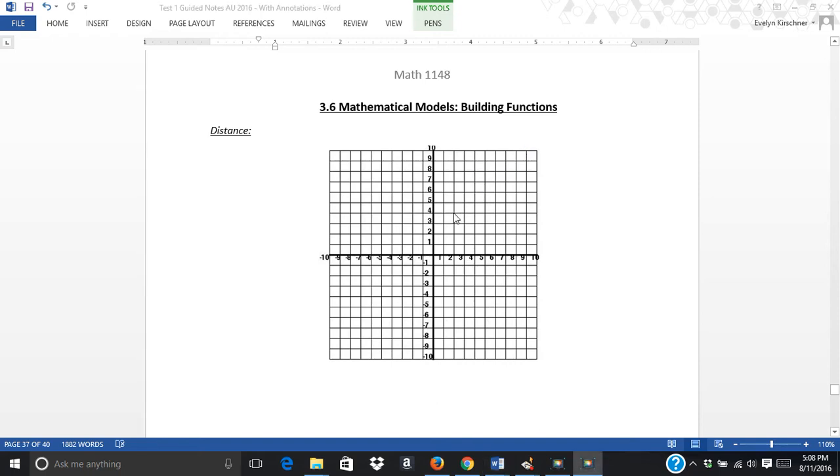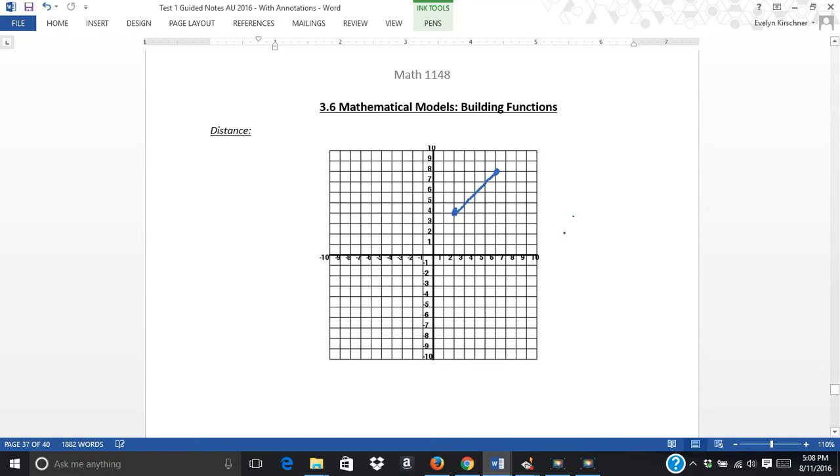Let's say I have 2 points, here and here, and I want to know the distance from these 2 points. Well, how am I going to do it? Well, there is a formula, but I can't just count. Let's think about it another way.